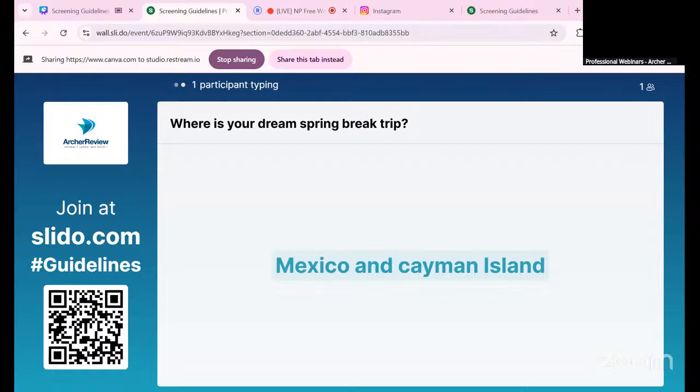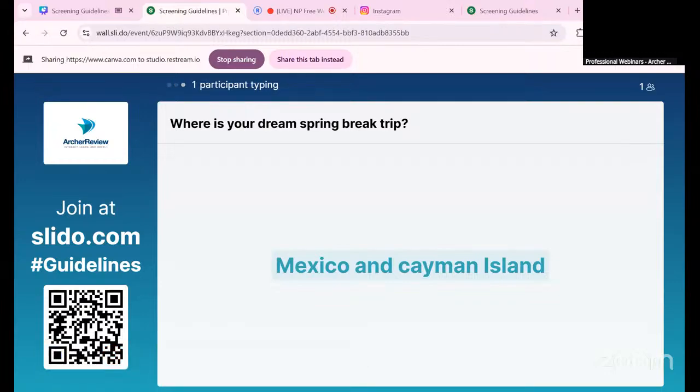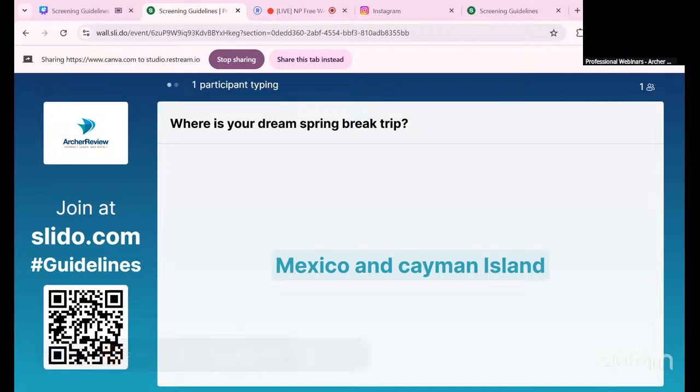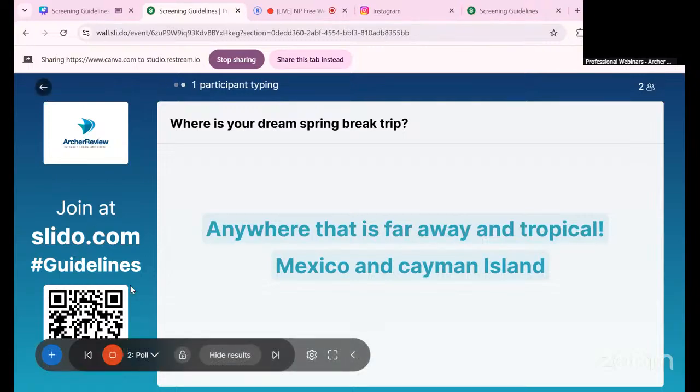Ooh, I'm so jealous. Mexico and the Cayman Islands. Ooh, I hope you actually went. But I got to see my parents for a few days last week, so it was really good. It's always fun to get together with family, but it's super fun to get to go away somewhere warm and sunny for sure. So I'll give y'all just a minute to respond here, just to practice utilizing Slido. Anywhere that's far away and tropical, absolutely, that is definitely your best spring break trip, or those sunny, warm locations after a long winter for sure. So, anyway, so glad.